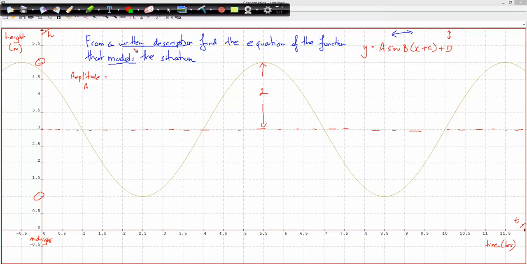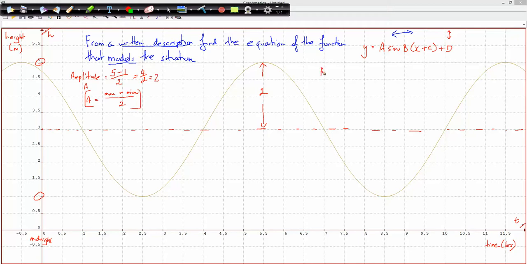What happens if you've only got a written description where they said the max height was 5 and the min height was 1? Well, you could have taken the difference between the maximum and the minimum and divided by 2, and that gives 4 over 2, which is certainly 2. So A, in a general way, we can take the max y value, the height, subtract the minimum and divide that by 2. That's a more general way of doing it. Okay, let's move over to B here.